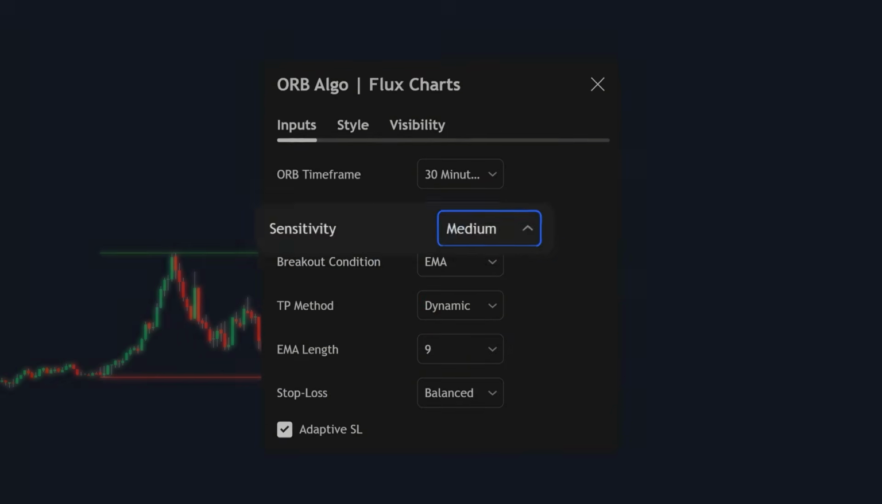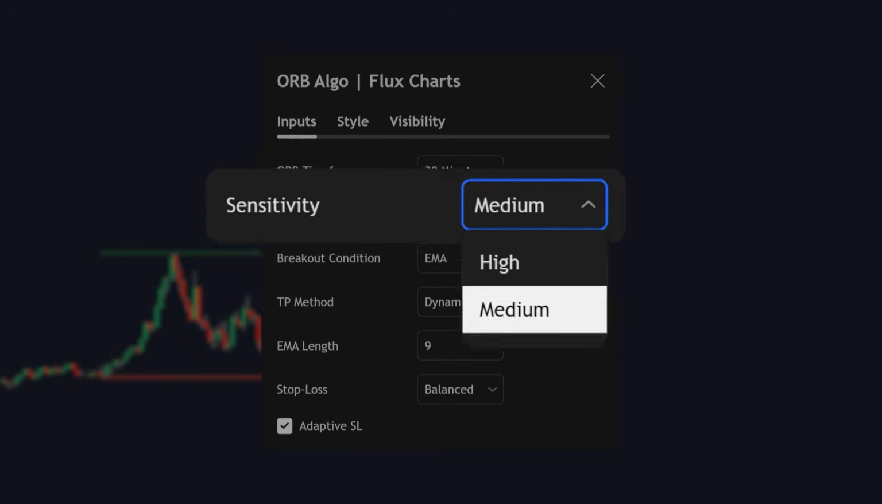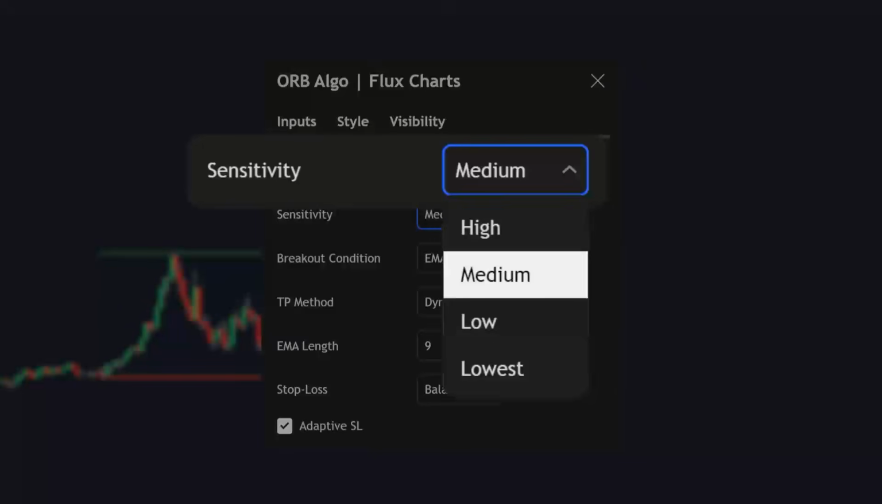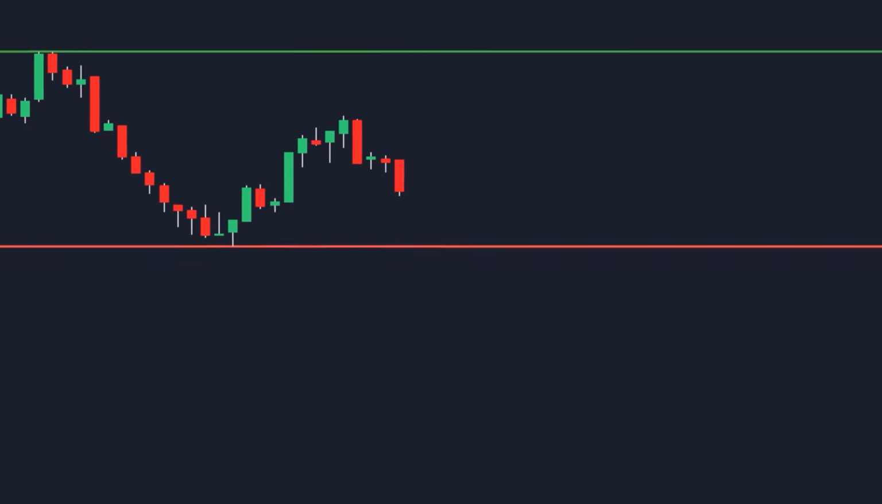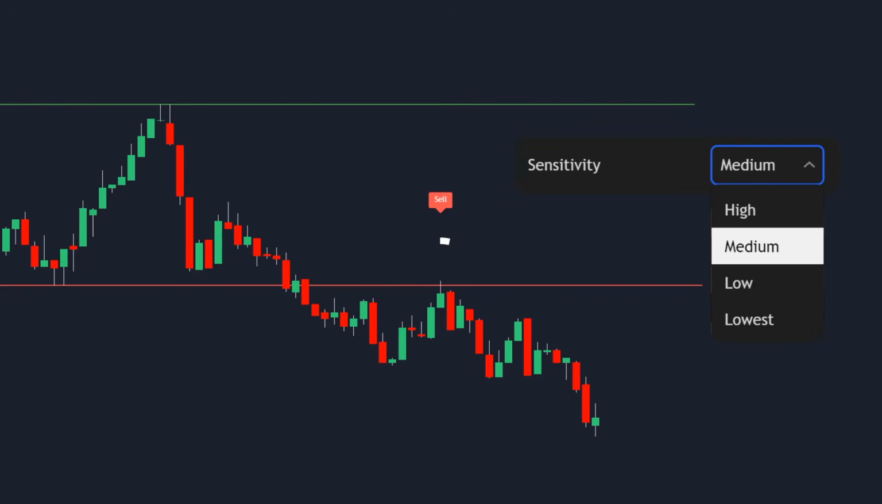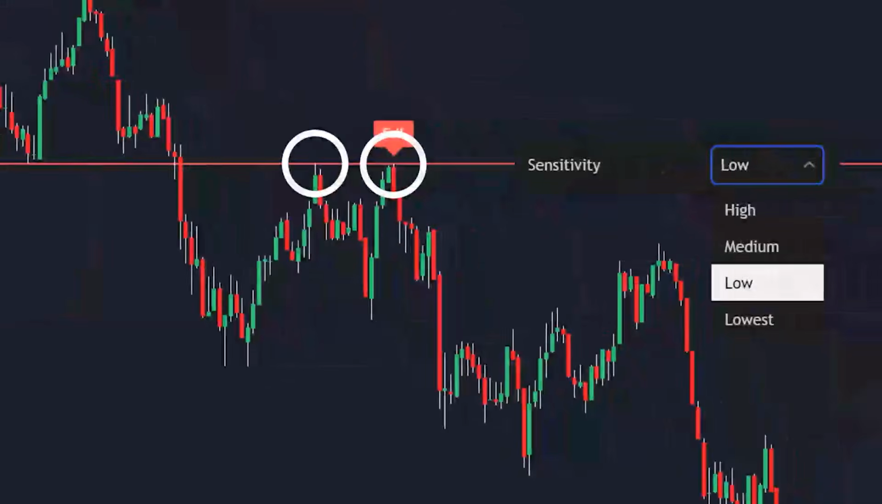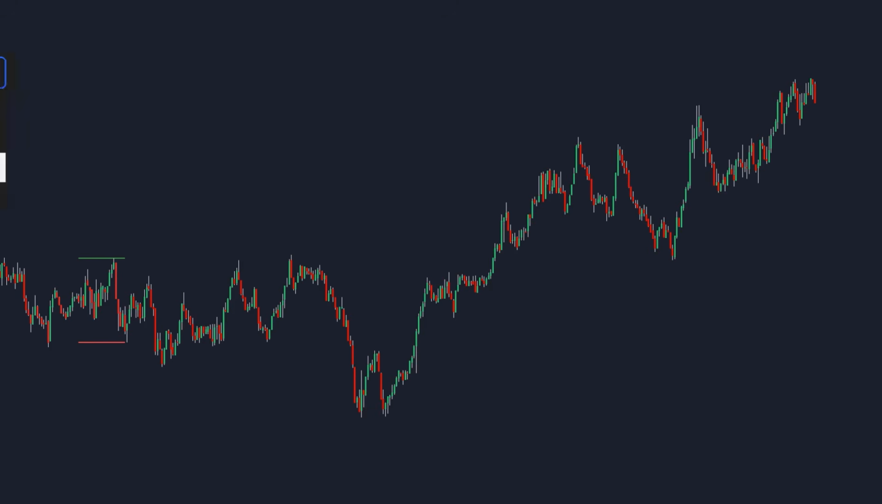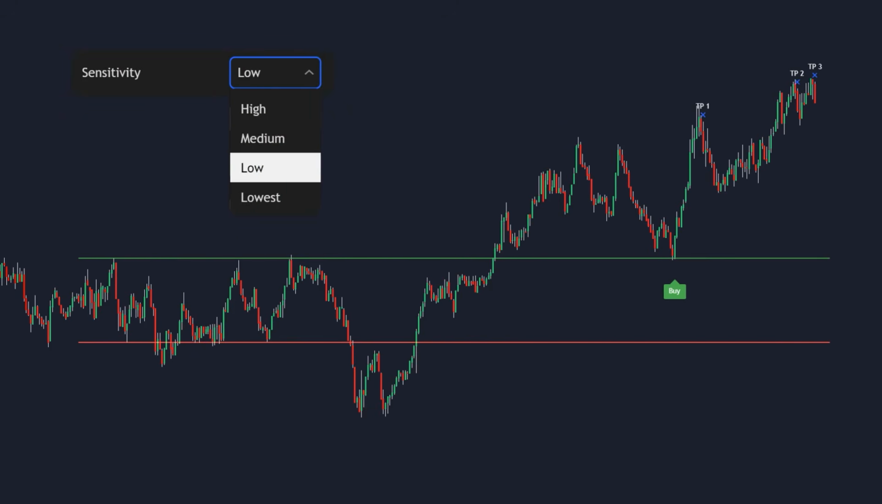And depending on your sensitivity setting, the indicator might wait for 1, 2, or even 3 of those retests before it triggers a signal. Using a high sensitivity means no retests are required. The indicator will give a signal right after the breakout. Medium sensitivity waits for 1 retest, low waits for 2, and lowest waits for 3. If you're trading high volatility assets, you might want to use a lower sensitivity to avoid those fakeouts.